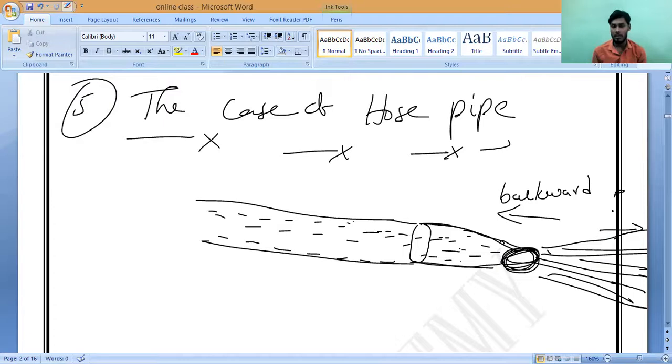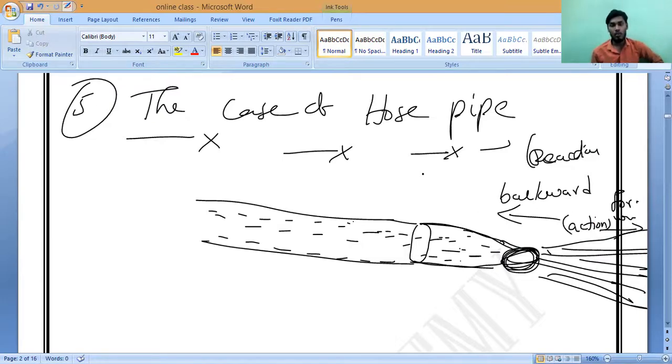So the backward direction force, what should we call it? Reaction. And the pipe exerts a force on the water, so that the water will move forward very forcefully. What should we call that? Action.